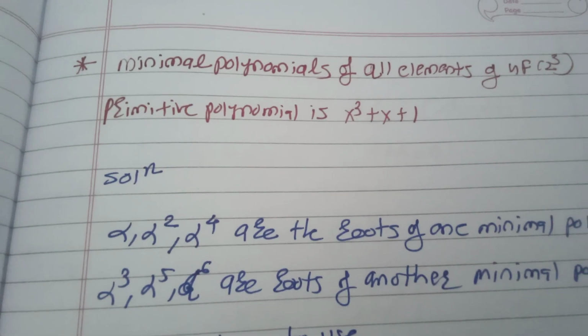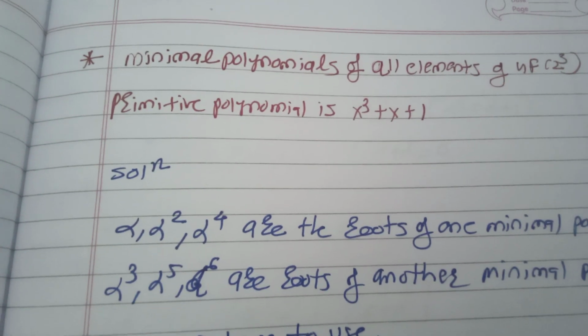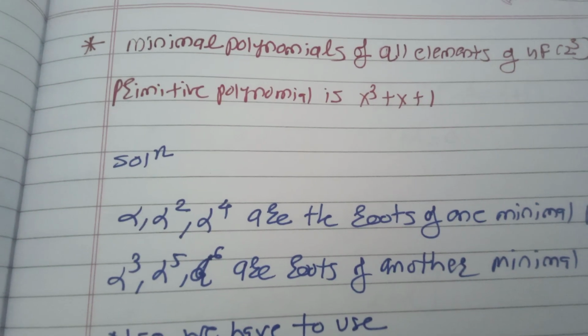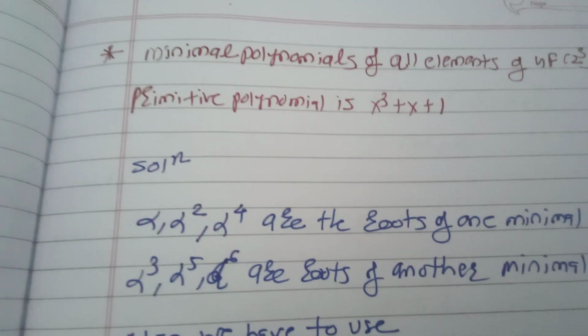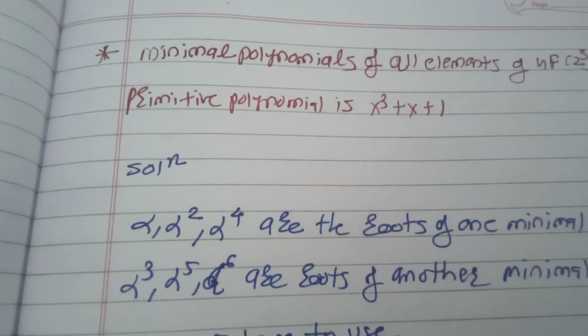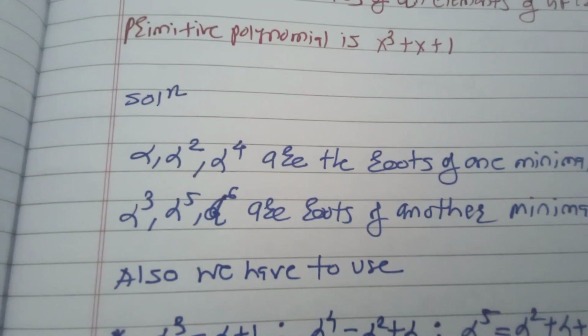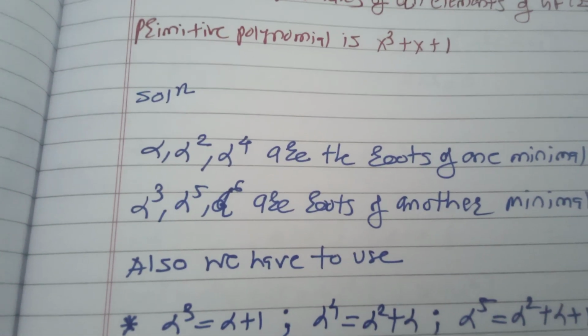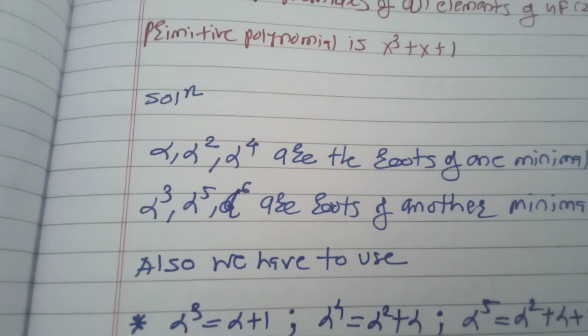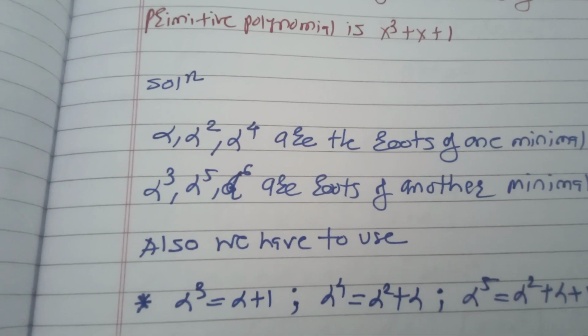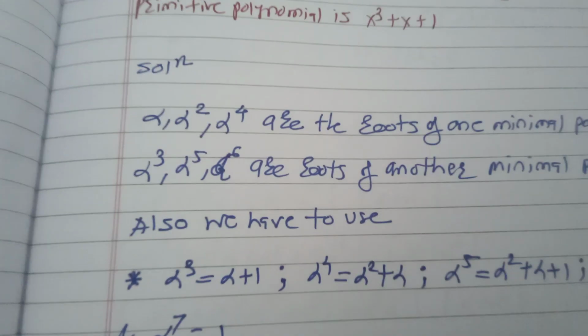Let us see how to obtain minimal polynomials of Galois field 2 raised to 3. Primitive polynomial is x cube plus x plus 1. So this primitive polynomial is used to obtain the field elements. And we have already seen that alpha square, alpha raised to 4 forms one set of conjugates, and alpha cube, alpha 5, alpha 6 forms another set of conjugates.